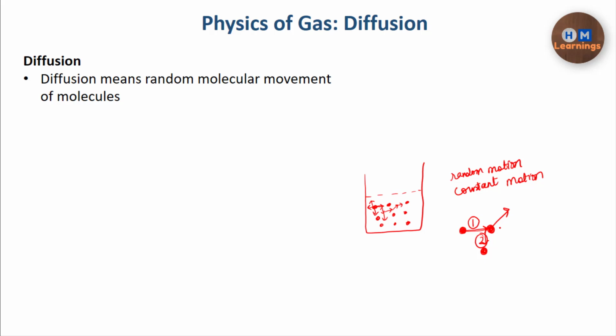There is a change in direction when they strike each other, and also a change in velocity, because velocity means that there will be a change in direction as well as in the speed at which they are moving. So both direction and speed will change. Now this water molecule could collide with another water molecule, further changing both the direction and the speed of the molecules, and this is what is called diffusion. It means the random molecular movement of molecules.